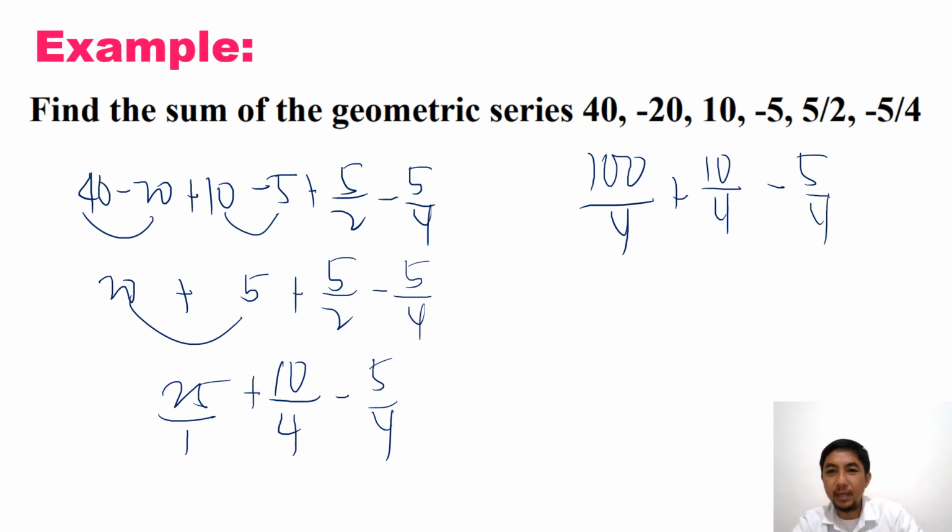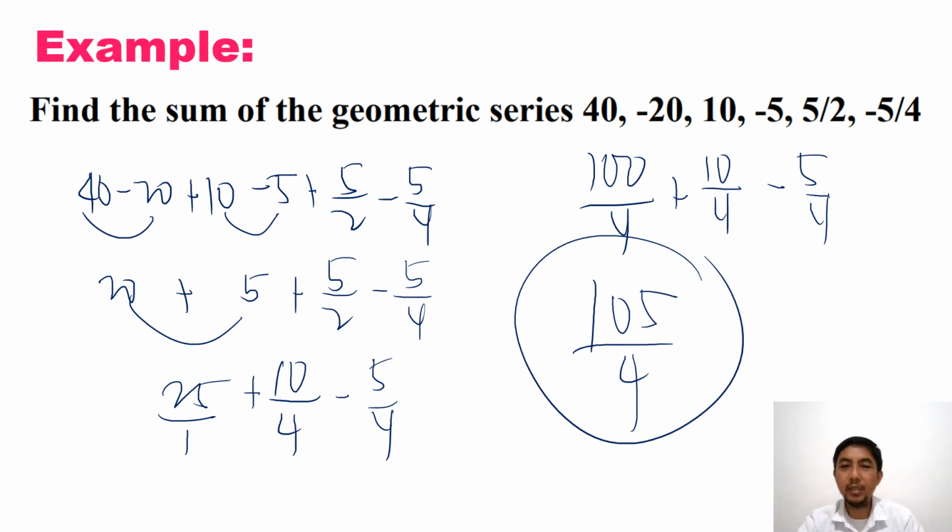So para-pares ng denominator, pwede na natin siyang i-add. Yung numerator, 100 plus 10 is 110, minus 5 is 105. Then copy the denominator 4. So if you notice, we have the same answer doon sa previous natin na example.